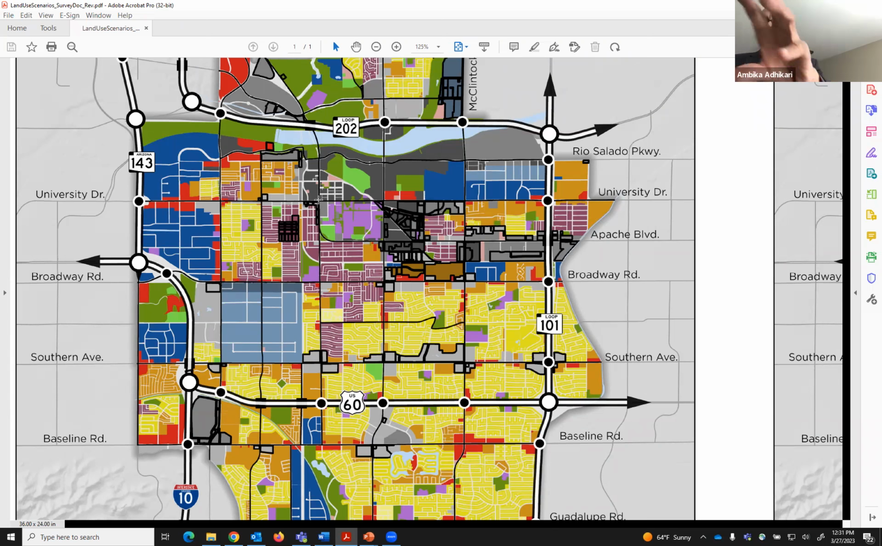And if you blow up the PDF and look at what we have right now, it's pretty similar. Okay, I appreciate that. Thank you. Thank you for the questions.